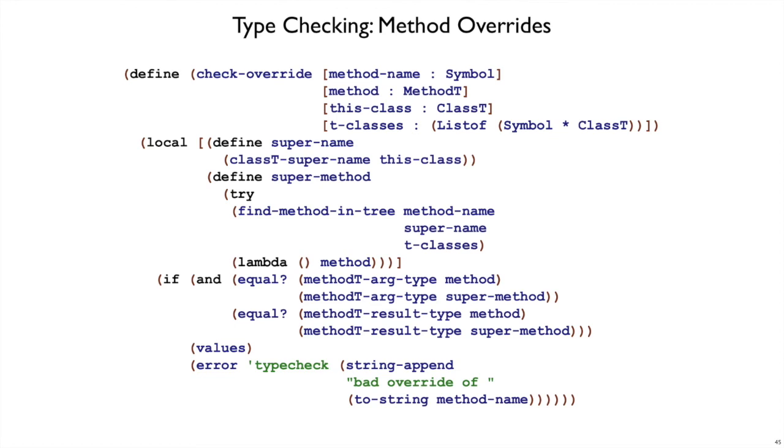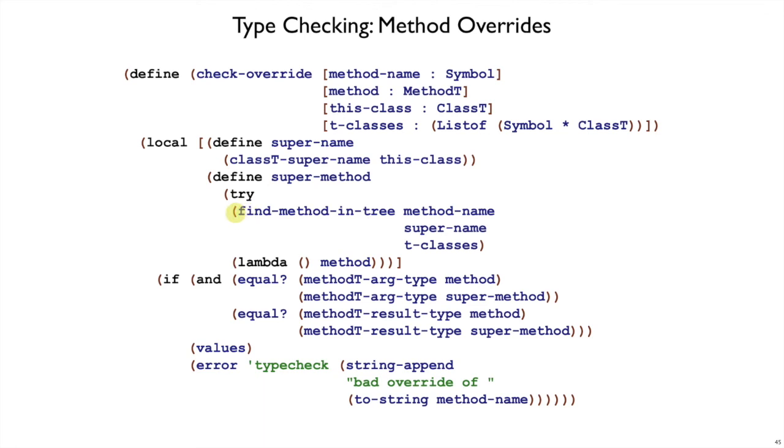Our other helper function was check override. So here we're making sure that this method name is consistent with the declaration in any superclass. So we take the class where things are declared and get the superclass name. And then we have another helper function, find method in tree, that takes a method name, a class name, and all the class declarations. And it finds this method declared in this superclass, or in this superclass's extended class, or in the class that one extends, and so on. So that's why we need this generalized find method in tree. We'll need the same thing for fields as well.